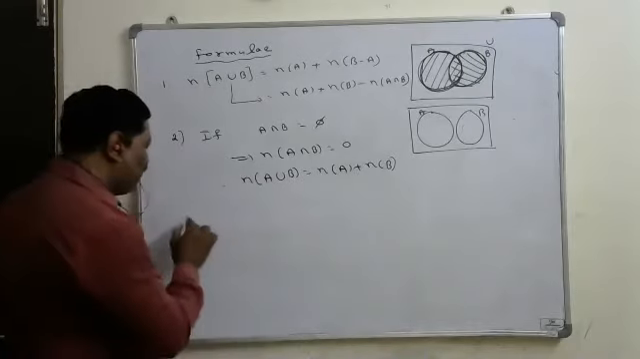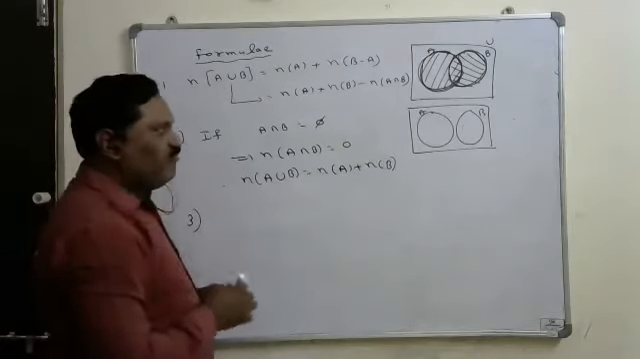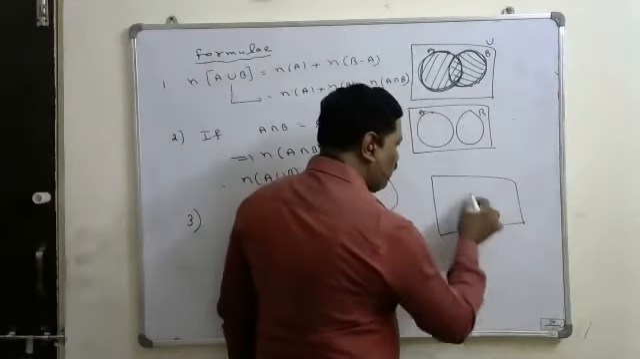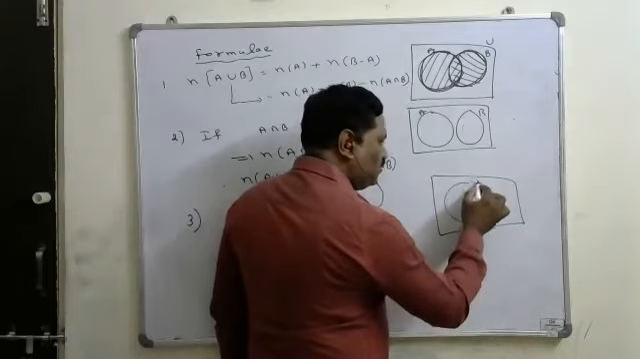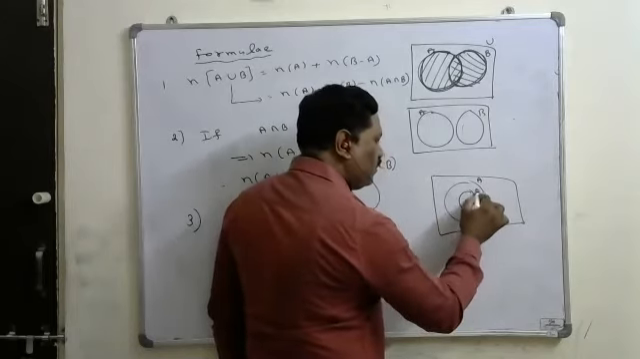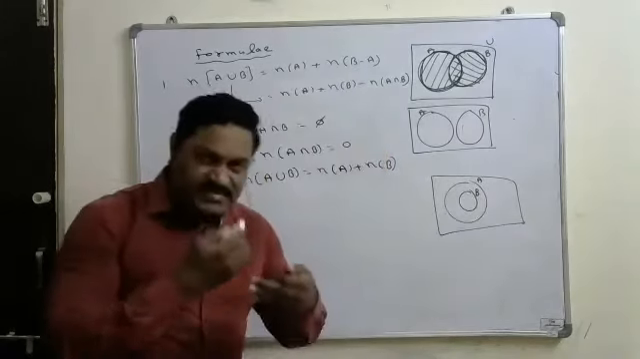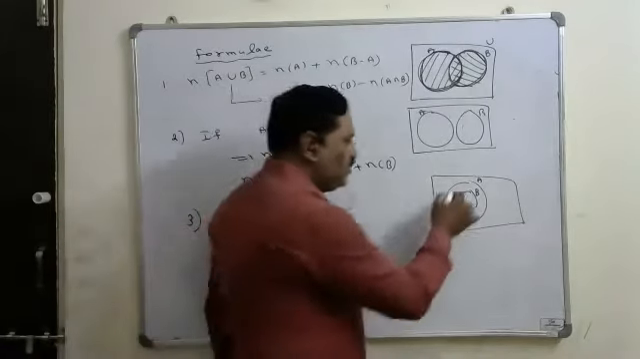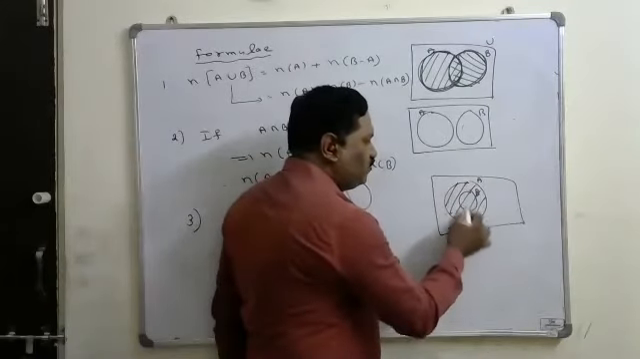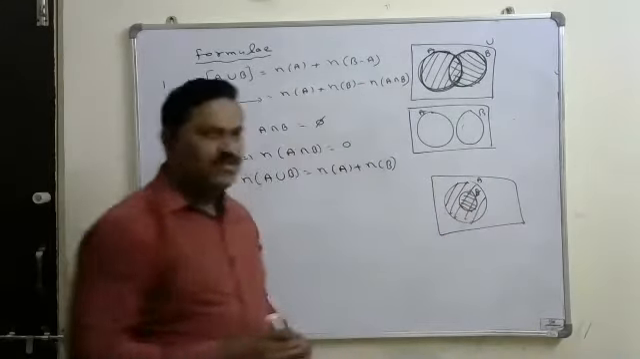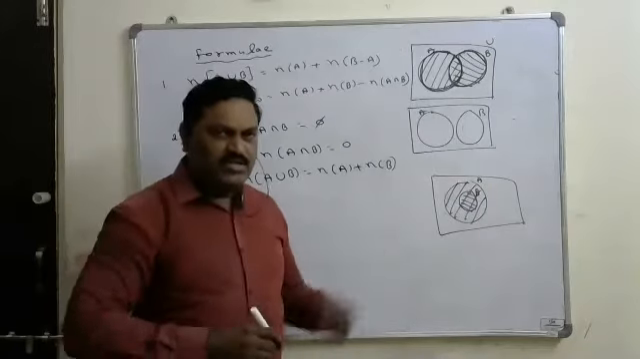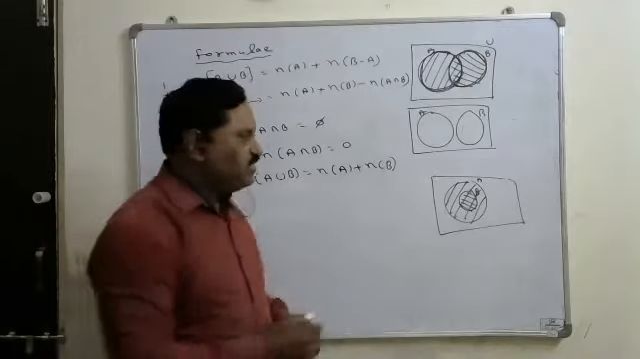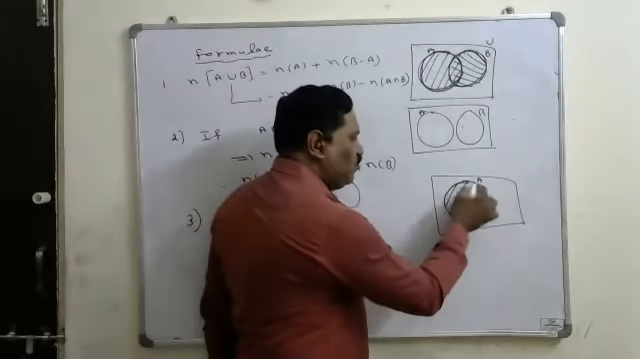So then what will be the minimum value of n of A union B? When will we get the minimum value? Suppose there is a set A and there is another set B. Suppose B lies completely inside of A, meaning B is a subset of A. Then tell me, what is A union B now? A union B is A only.